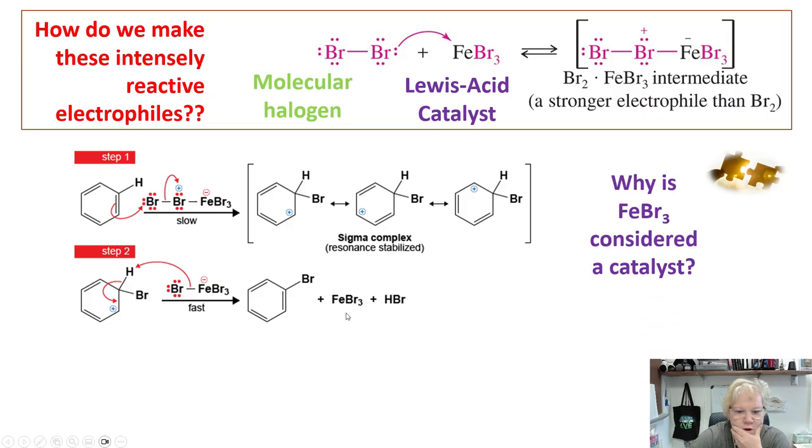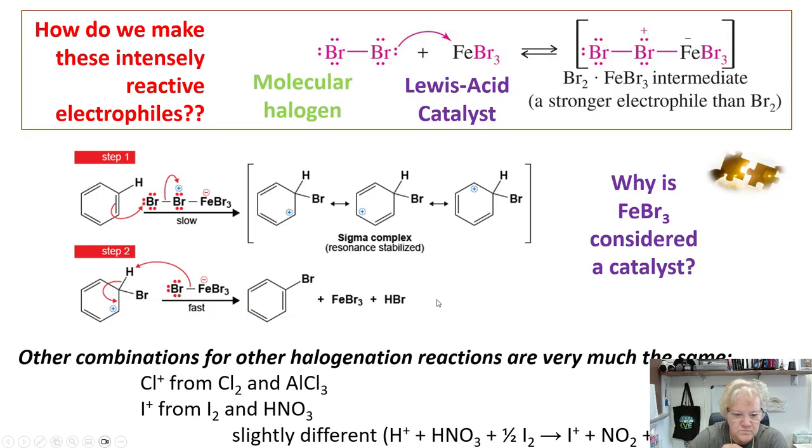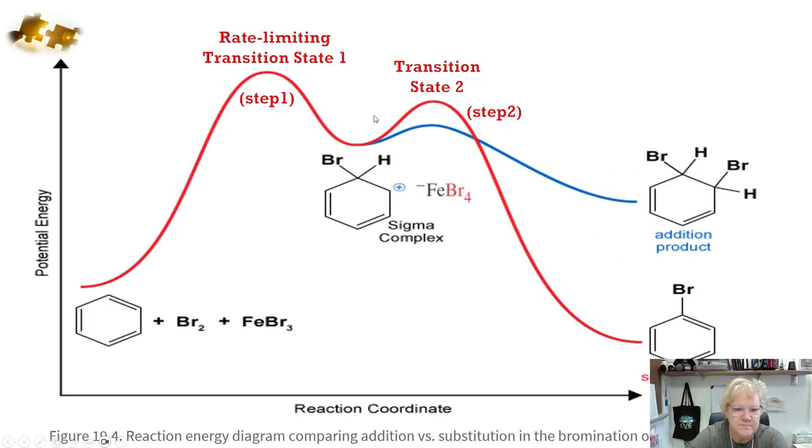So the question is, why is iron bromide considered a catalyst? Well, because this is actually what started the whole reaction, our Lewis acid catalyst here. Once this is formed in a product, it can go back into the mix and do it again and again. For other combinations of halogens, chlorination will come from chlorine and aluminum chloride. Iodine's a little bit different. We're not going to really talk about that one here, but you can do it with iodine and nitric acid.